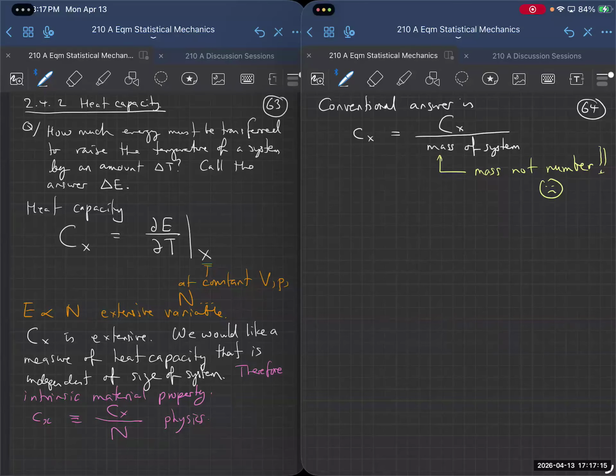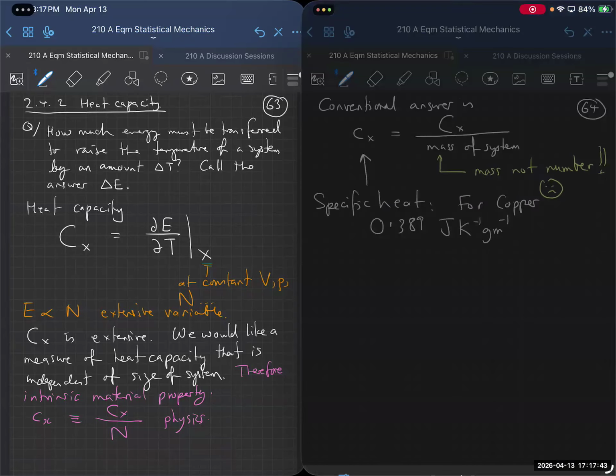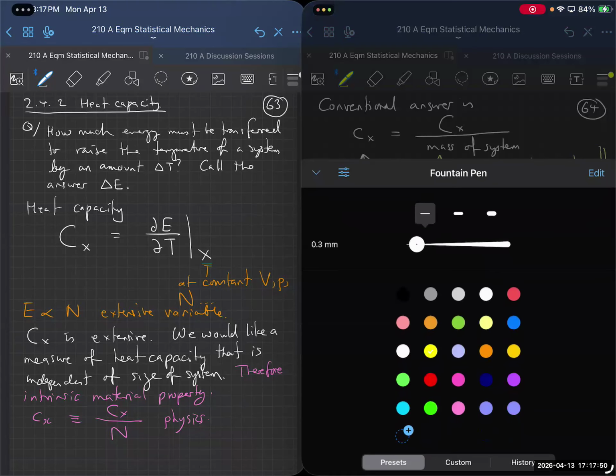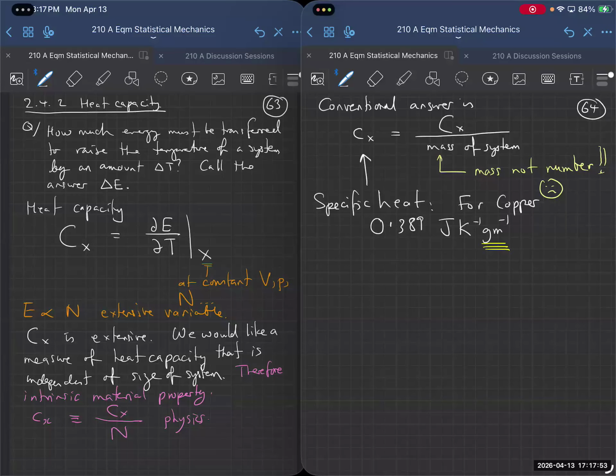So as an example, this is called the specific heat. That's what this thing is. And for example, if I had copper, then this is 0.389 joules per Kelvin per gram. And it's that per gram that is the part that makes a physicist wince, but that's just the way it is. And this is done at presumably constant pressure, I think.